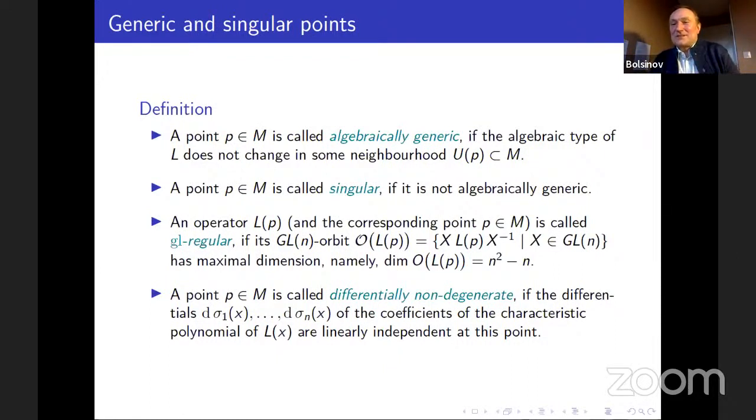What we want to do is study singularities, both differentially degenerate and non-degenerate points, so that one understands what the difference is. As for the GL regularity condition, this is exactly what in Poisson geometry would correspond to the symplectic case, the non-degenerate Poisson structure. In this case, the analog is a GL regular operator. So this theory is a counterpart to the symplectic story.